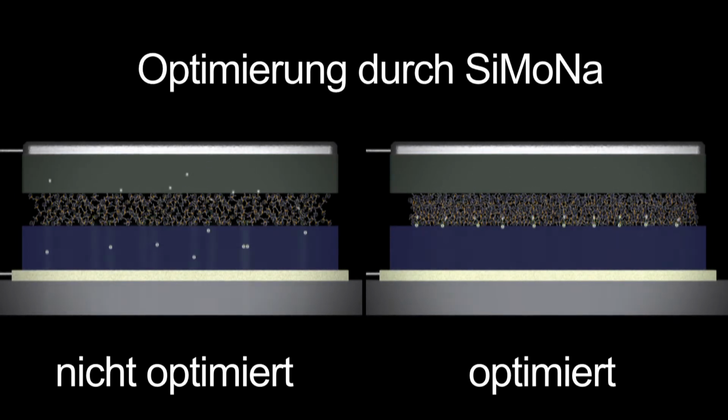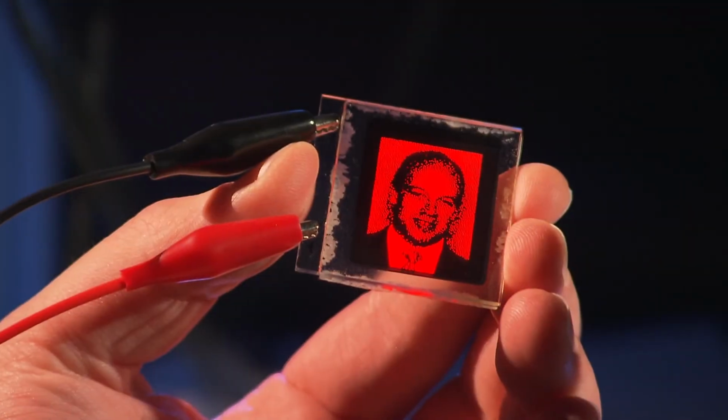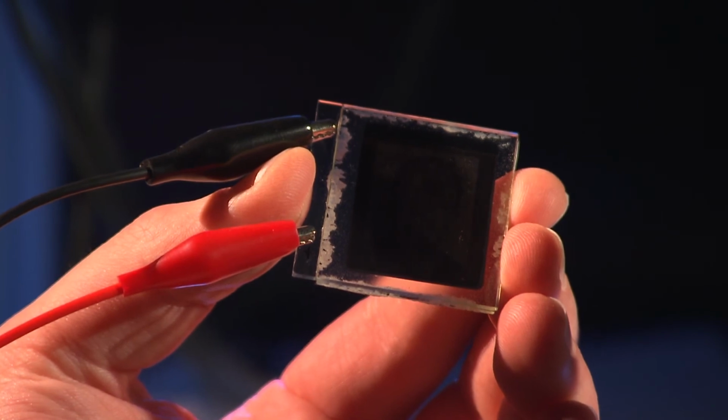Virtual optimization is used by scientists to derive the molecular structure as well as important parameters for producing real OLEDs. These data are then used to make a prototype.